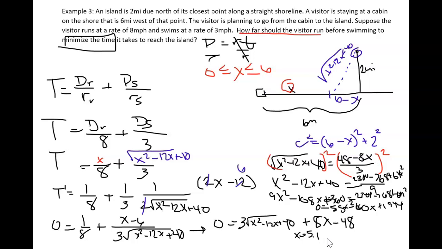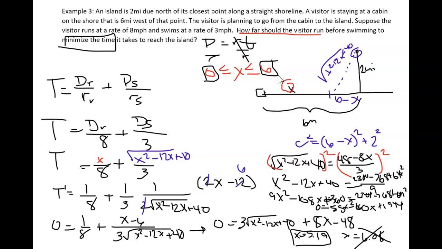Now, that's the interesting thing, and one of the reasons it's so important to set your boundaries. This 6-0 answer doesn't work because the most I can run along the beach is 6. So I'm going to limit myself to 5.19, and then 0, and then 6, as my potential minimized times.